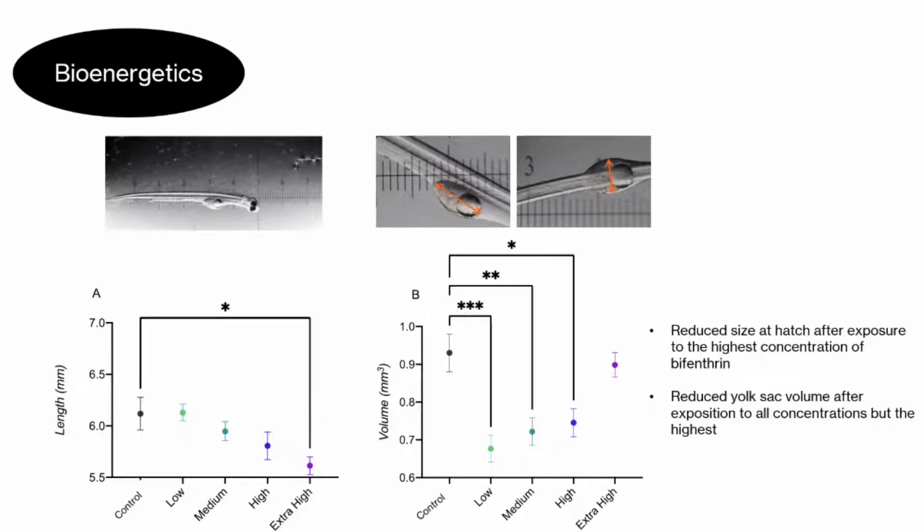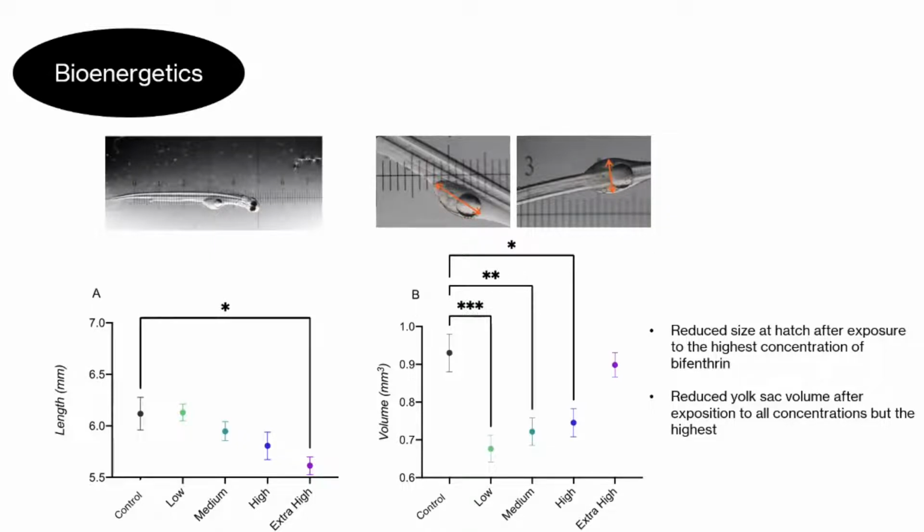On this first figure, on the bottom left, you can see the size at hatch, in millimeters, of larvae from the different treatments. We observed a downward trend with the concentration increase, and larvae exposed to the higher concentration of bifenthrin were significantly smaller than those from the control.